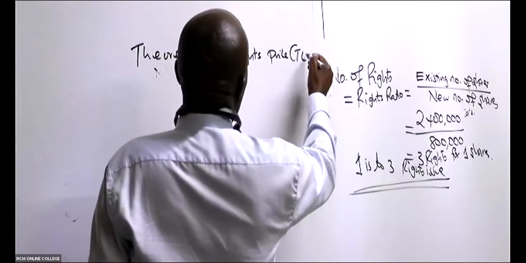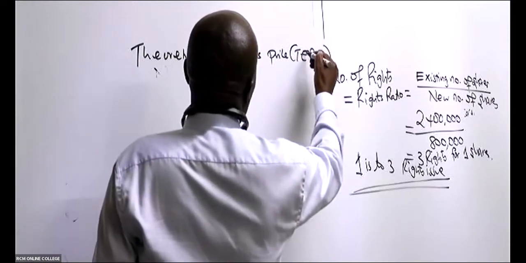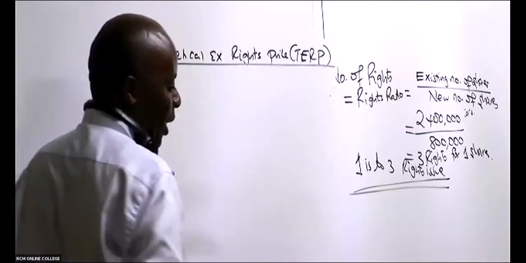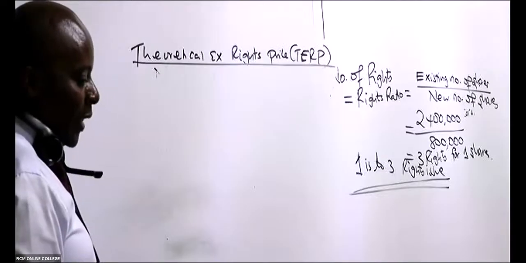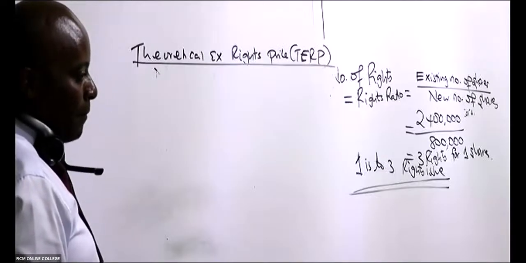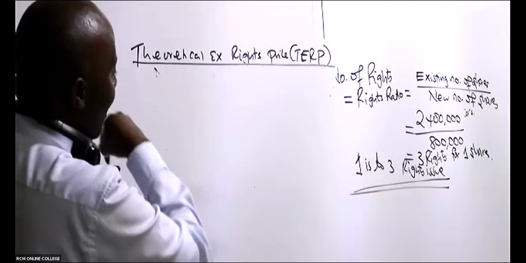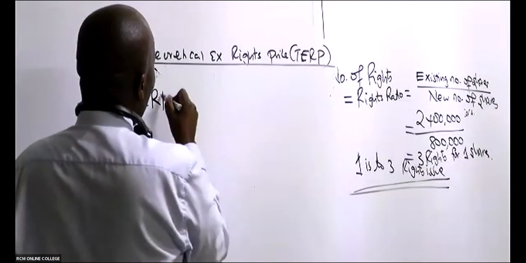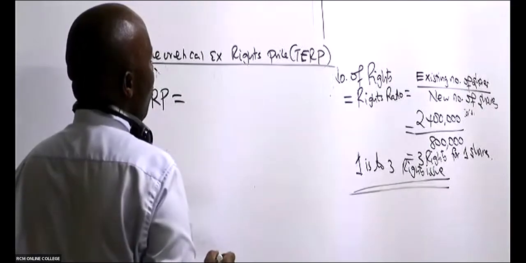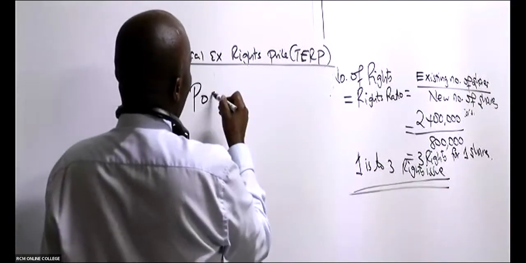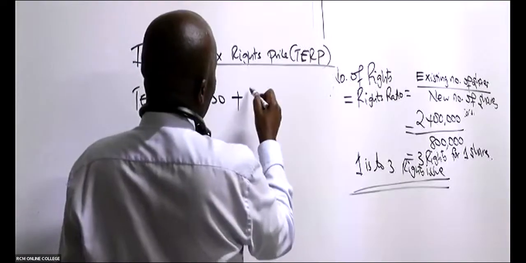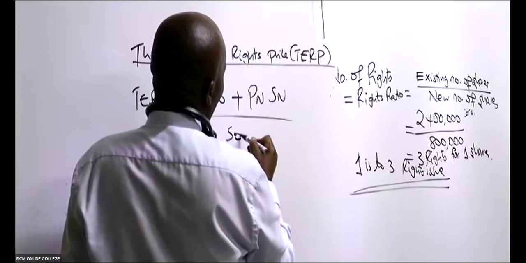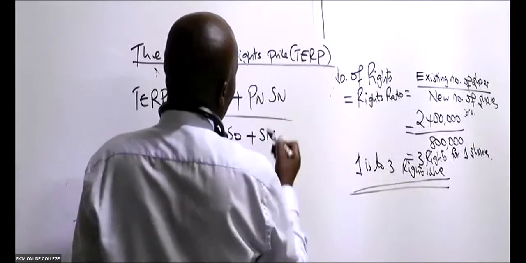Now remember, we normally abbreviate the theoretical ex-rights price as TERP. This is normally very easy. To get TERP, what do we normally do? We take PO times SO, plus PN times SN, all over SO plus SN.